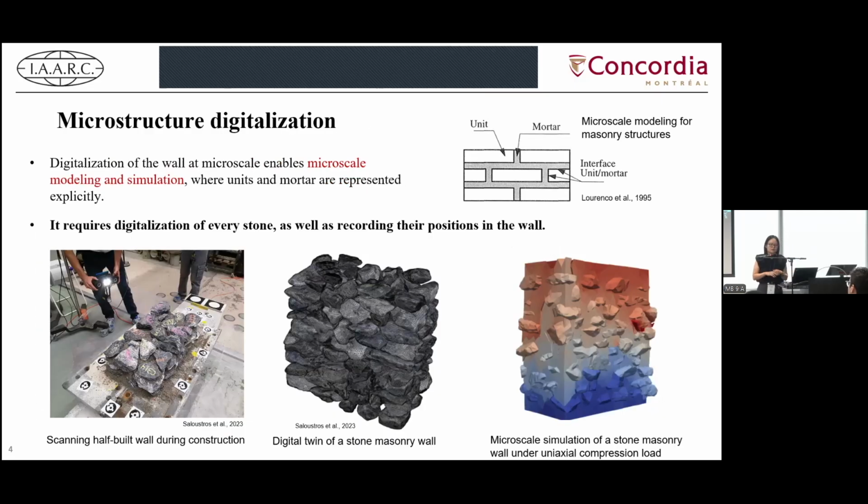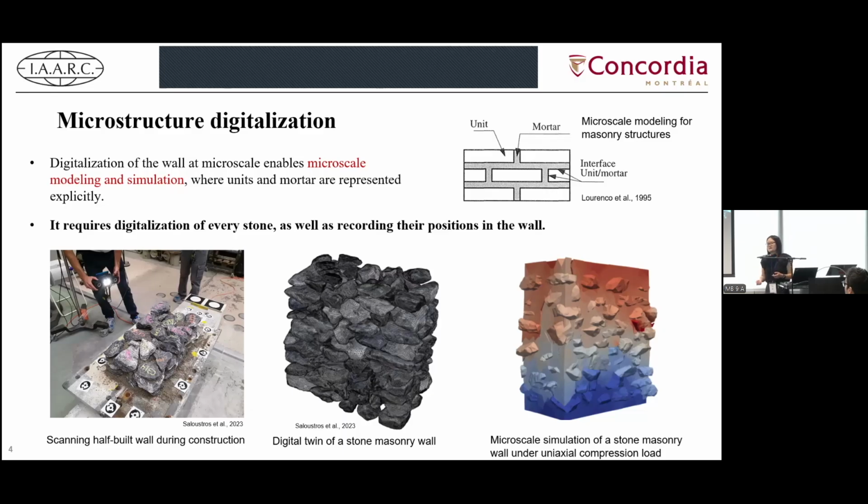So what we envision is that for every stone masonry wall that we construct, we also build a digital twin along with it. When I say digital twin, I mean the digitalization of the microstructure at the scale of each stone. This digital model enables us to do further microscale simulation, modeling and analysis. We already have another project that tries to scan the stones and their position in the wall at the same time as the masons are doing the construction.